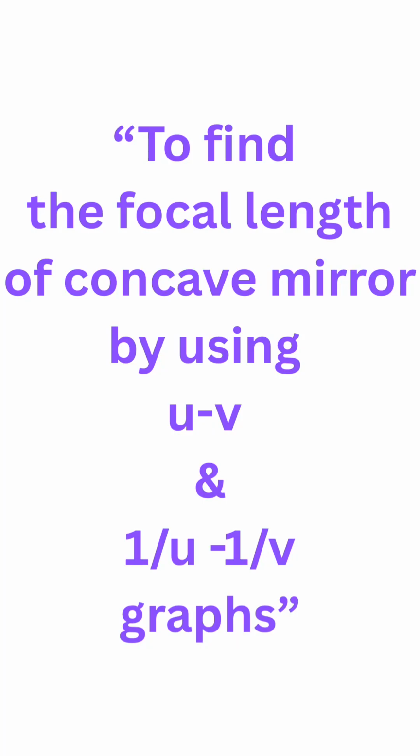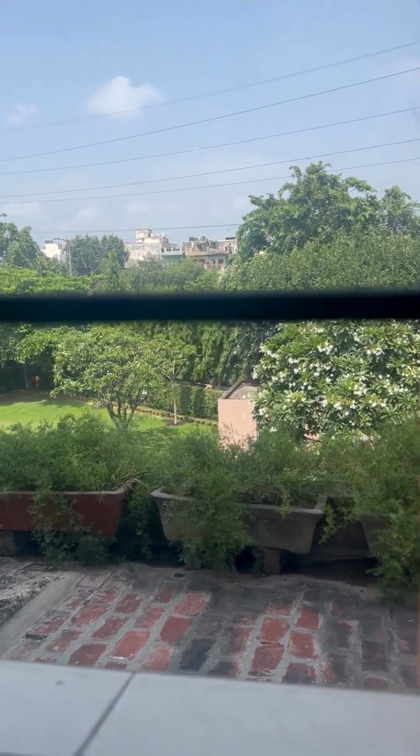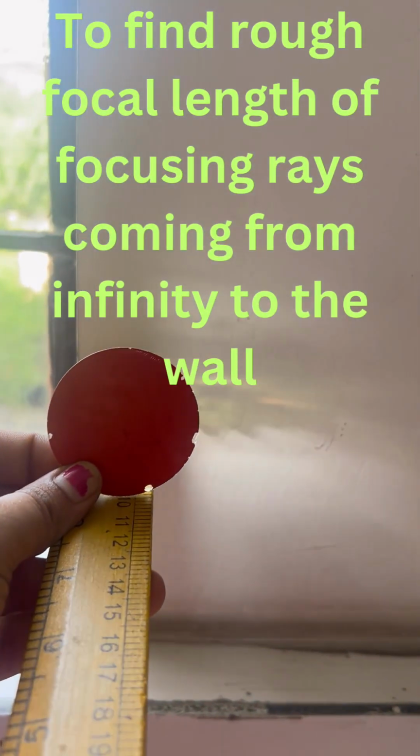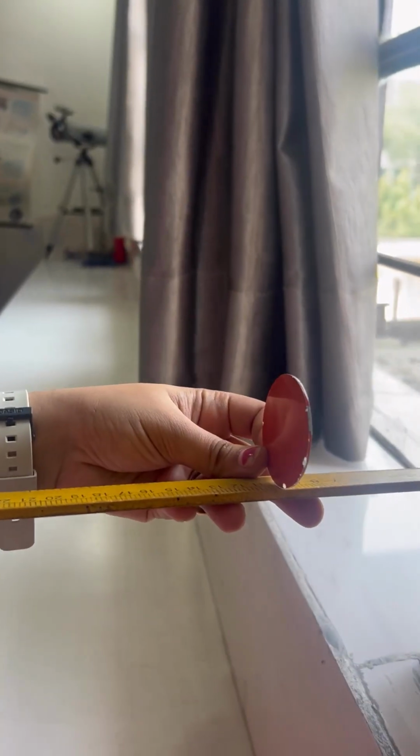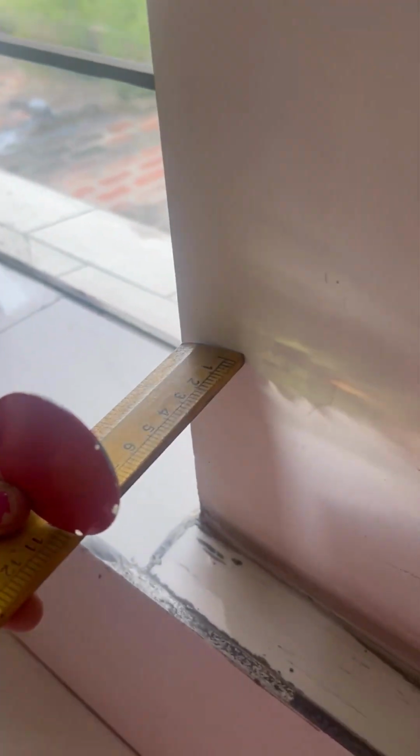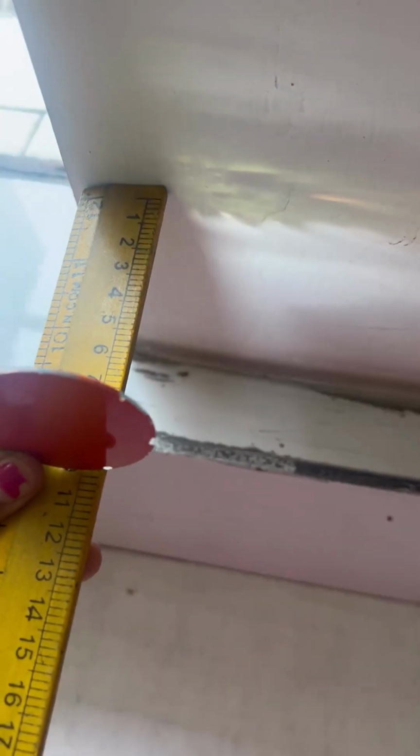Hello everyone. In this video, we will find the focal length of the concave mirror by using the u-v and 1 by u, 1 by v graphs. Here, we are finding the rough focal length of the concave mirror by focusing the image of trees at infinity at the wall just shown, and it is observed that the distance of the concave mirror from the wall is 10 centimeter as shown here.